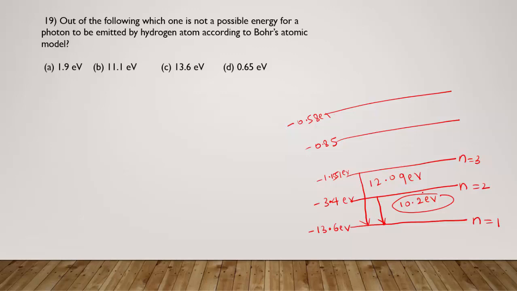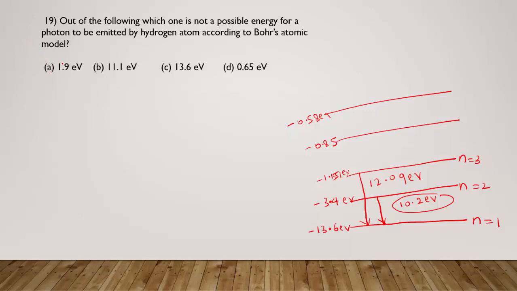When the electron jumps from n equal to 2 to n equal to 1, the answer is 10.2. When an electron jumps from 3 to 1, the energy value is 12.09. But here the options are given.